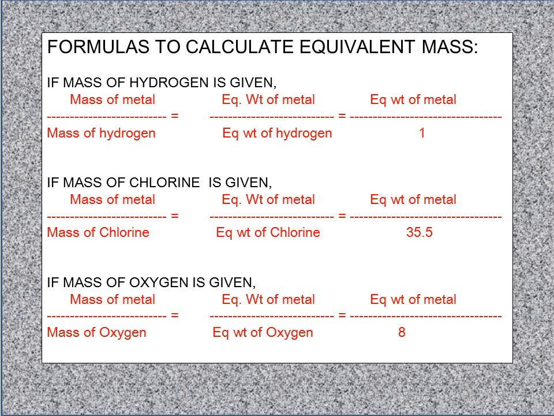Try that. And if you want to find out using the oxide method, that is if oxygen mass is given, then the formula used is mass of metal by mass of oxygen is equal to equivalent weight of metal by equivalent weight of oxygen, and the equivalent weight of oxygen is 8. So equivalent weight of metal by 8. So equivalent weight of metal can be calculated using the formula mass of metal by mass of oxygen into 8.